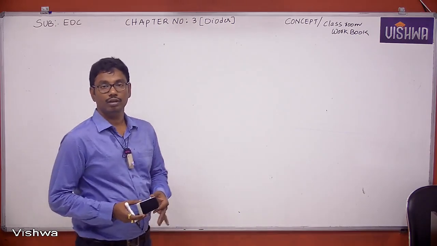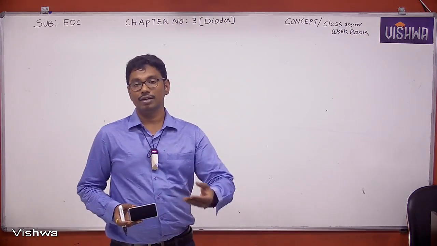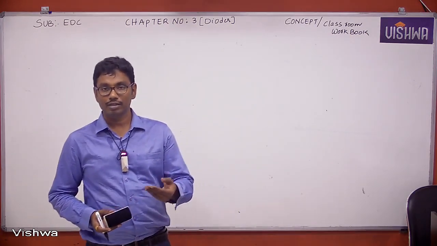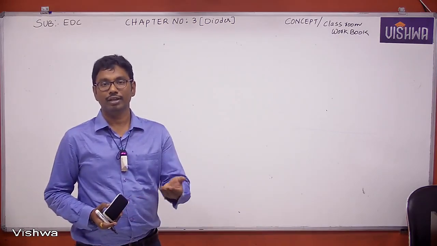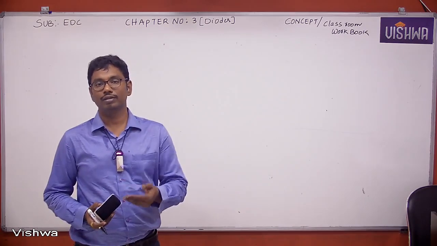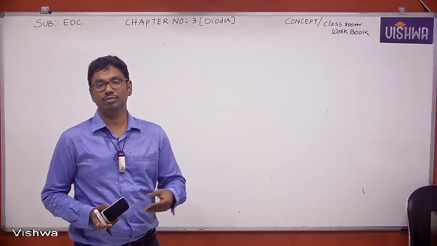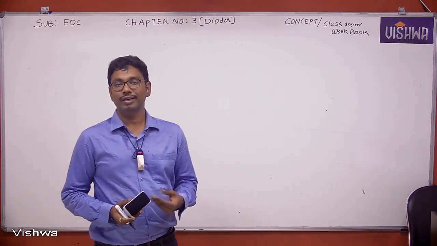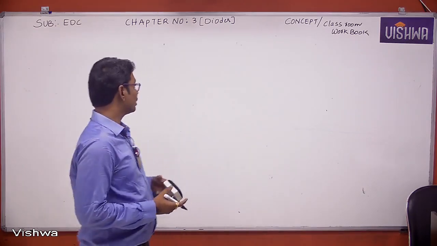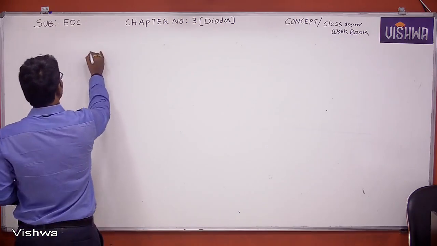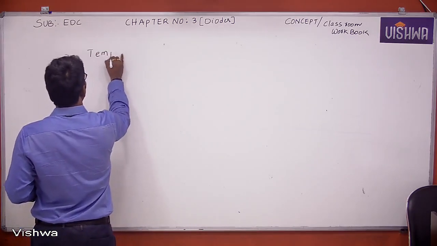Hello all. In my last class, I discussed the IV relationship in a PN junction. That is our diode current equation, I equal to I naught into e power V by Vt minus 1. And we also derived the voltage across the diode. In this lecture, I will start with the temperature effect on diode current.